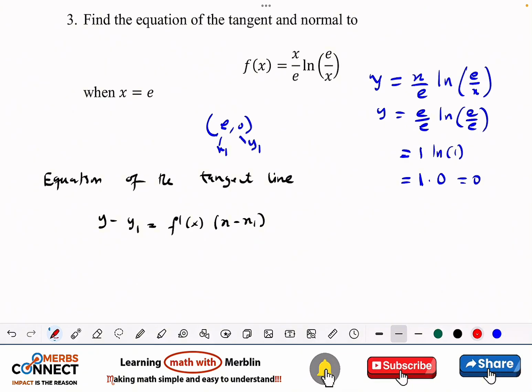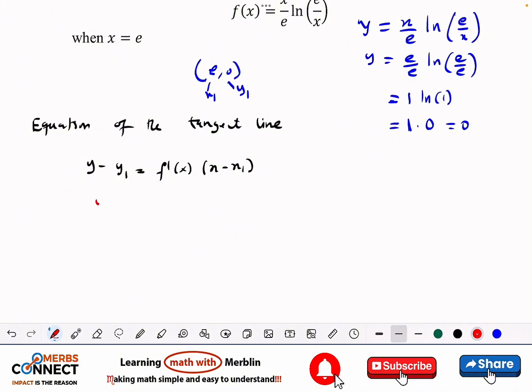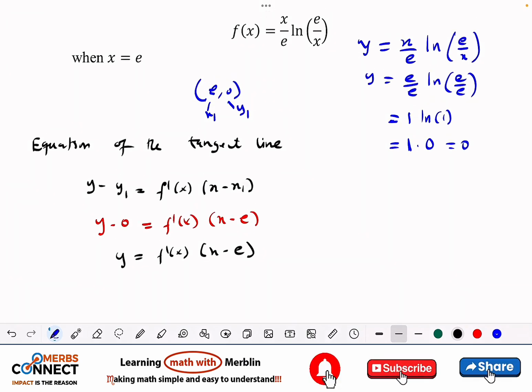So let's do that. This is going to give us y minus 0 is equal to f prime of x, then x minus e. So what we just need to find out is the y prime, and then we are done. I said y prime, f prime, and we are done. Good. So let's figure out f prime.